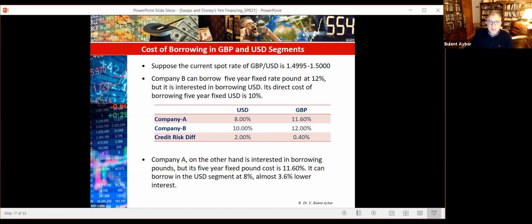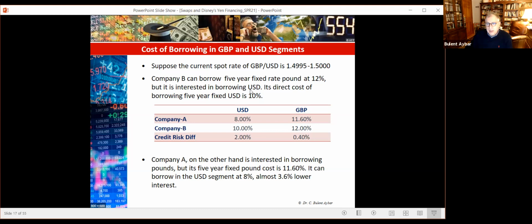In this example, we're going to look at a fixed-to-fixed currency swap. So we're going to look at the cost of borrowing in British pound and US dollar segments. We will assume that the spot rate is 1.4995 and 1.5 at the time of this deal. There are two companies, A and B. The company B can borrow 5-year fixed rate pound at 12%, as this table shows.